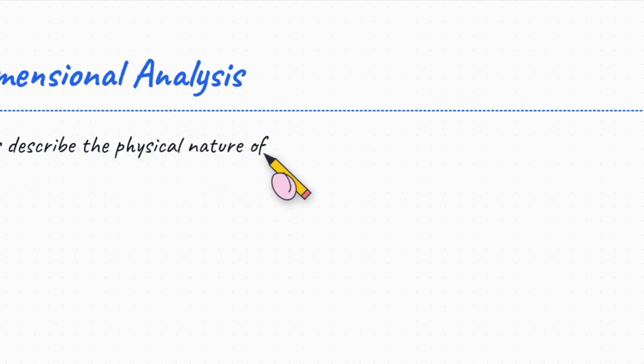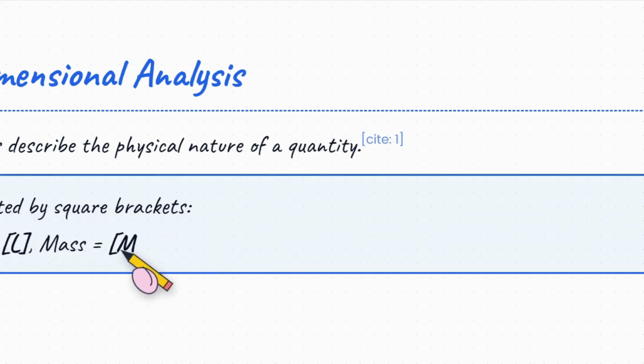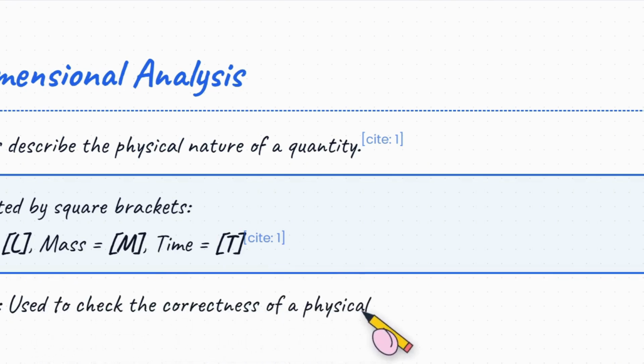Dimensions describe the physical nature of a quantity using brackets, such as L for length and M for mass. Dimensional analysis is highly useful to check the correctness and homogeneity of physical equations.